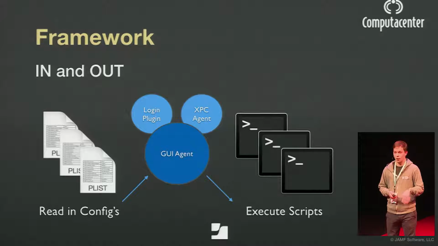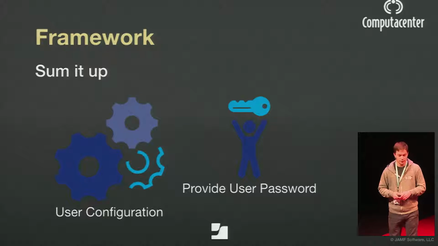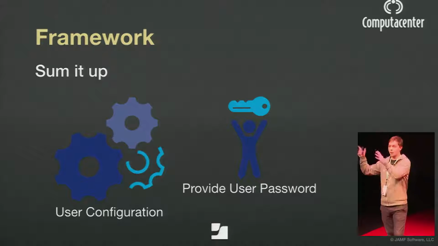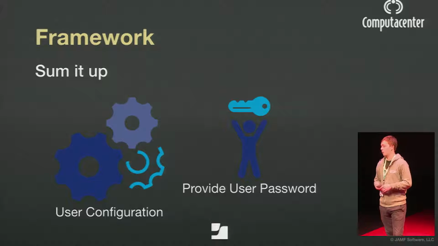So how to get this together? We have these three components. It's the GUI agent, that's the main component. We have the plugin, and we have the XPC service holding the password for us. The GUI agent reads in our configurations, evaluates this configuration based on the keys we set there, and then executes the scripts we defined in our configuration files. So to sum it up, it's a user configuration, and we can optionally provide a password to the configuration files.